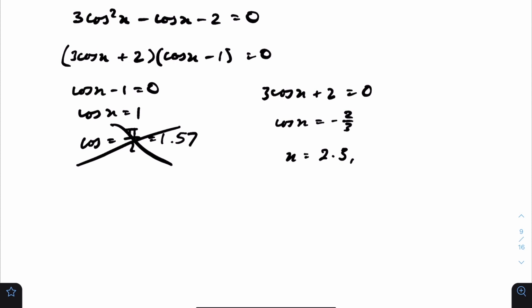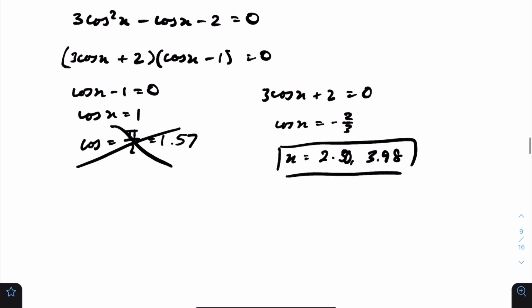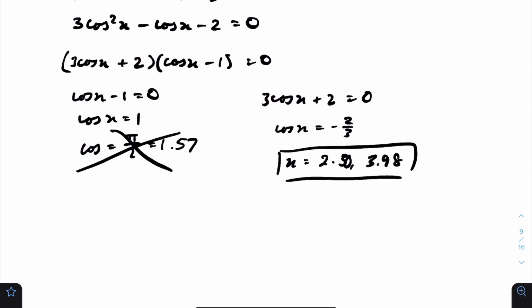2 pi minus 2.30 rather, is 3.98. And therefore, both these solutions are valid. So x equals 2.30 or 3.98. All right, now let's move on to the next problem, given that we have got this one.